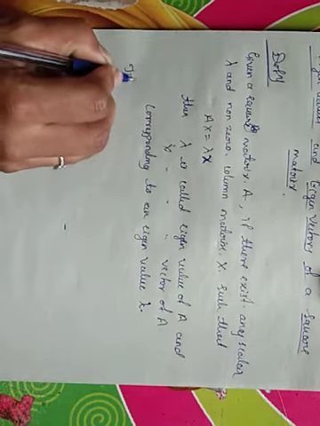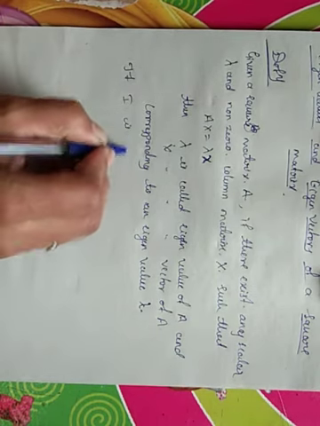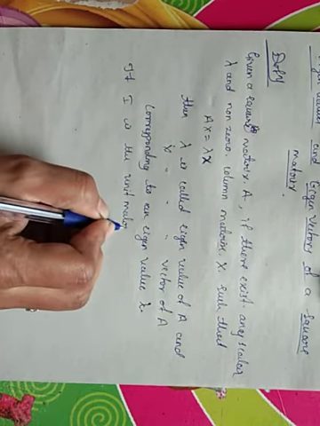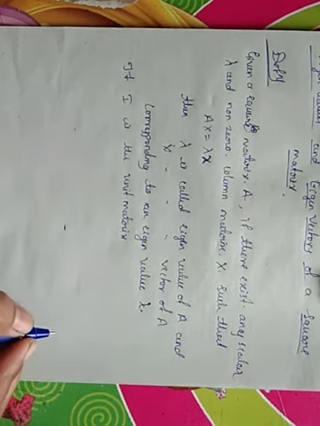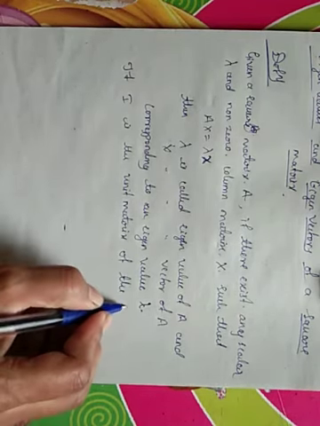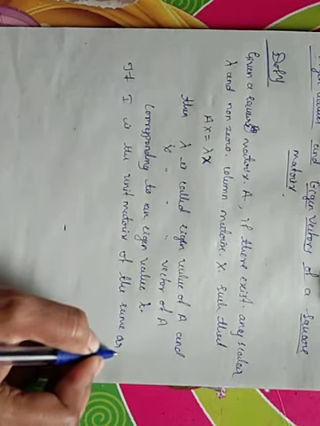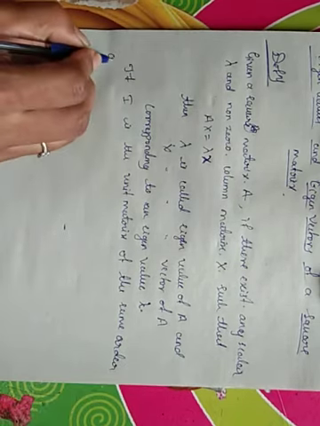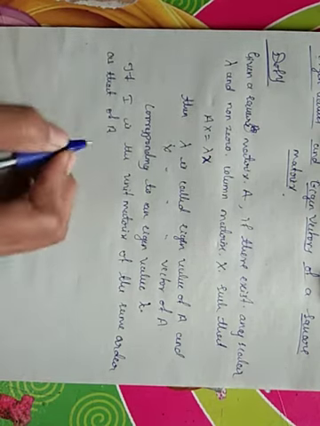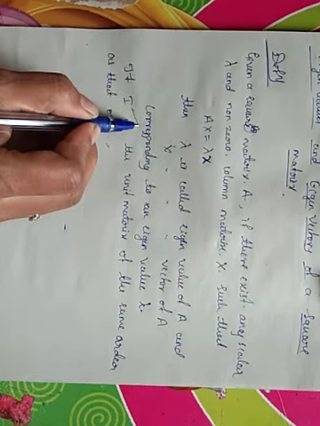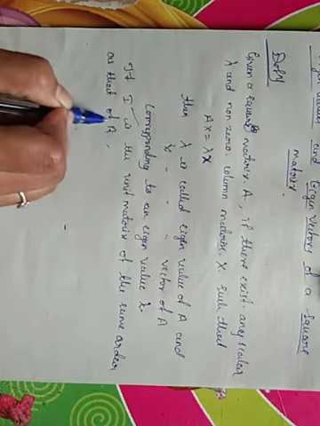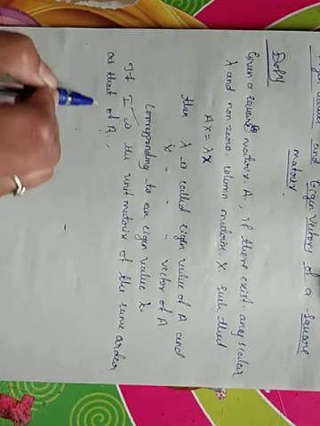Suppose I is the unit matrix, nothing but the identity matrix, of the same order as that of A. Whatever the order of A, the identity matrix I should be taken of the same order.